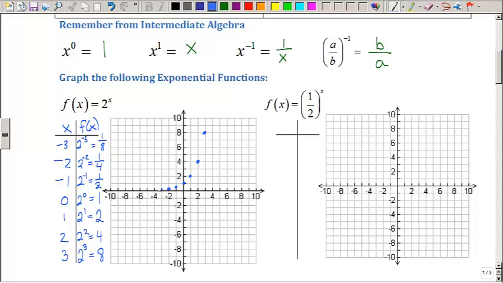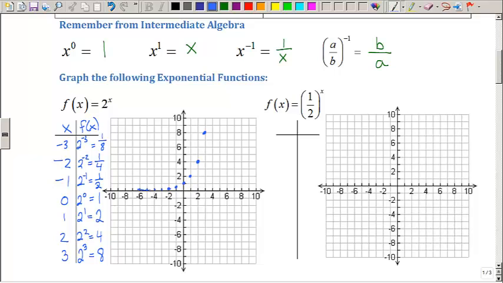Half of an eighth is a 16th. Half of a 16th is a 32nd. Half of a 32nd is 1/64. Notice that I'm getting very, very small here, very close to the x-axis. If I keep taking halves and halves and halves of a value, am I ever going to reach 0 if I'm only taking half of it? And the answer is no.